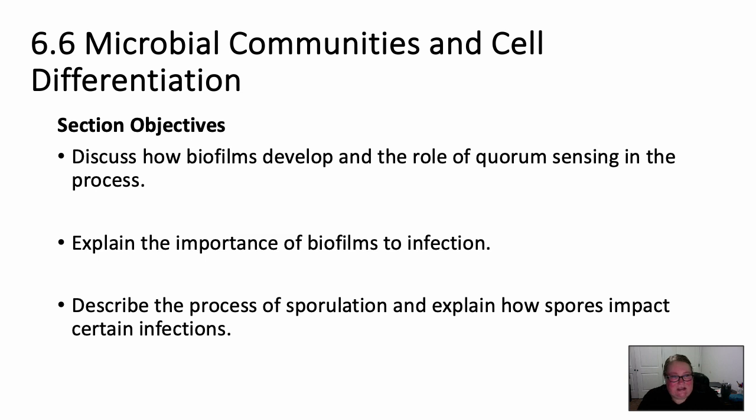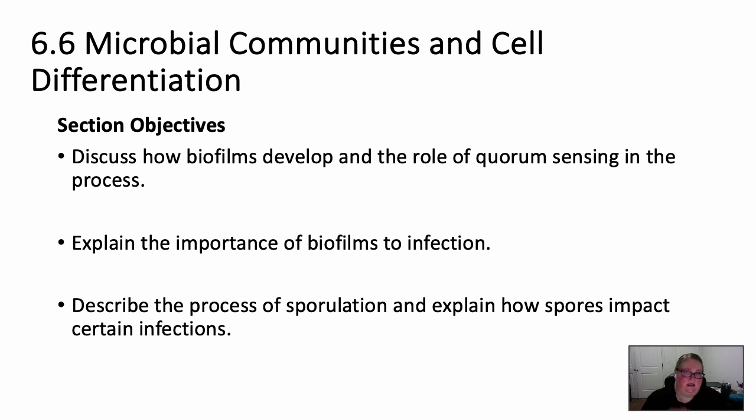Okay, so in 6.6, we are talking about microbial communities and cell differentiation. Cell differentiation is when we take a precursor cell, something like our human stem cells, and it's going to go through different mechanisms that are going to cause it to grow and divide and create specific proteins that are going to turn it into a specialized type of cell. Like our stem cells can become lung cells, skin cells, hair cells, heart cells, liver cells. It all has to do with that process of cell differentiation.